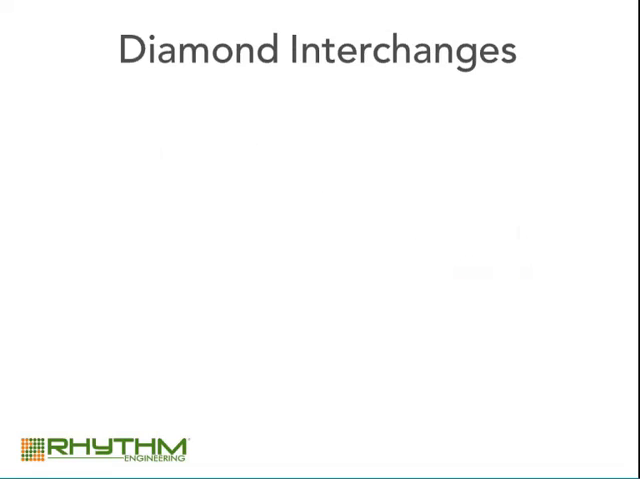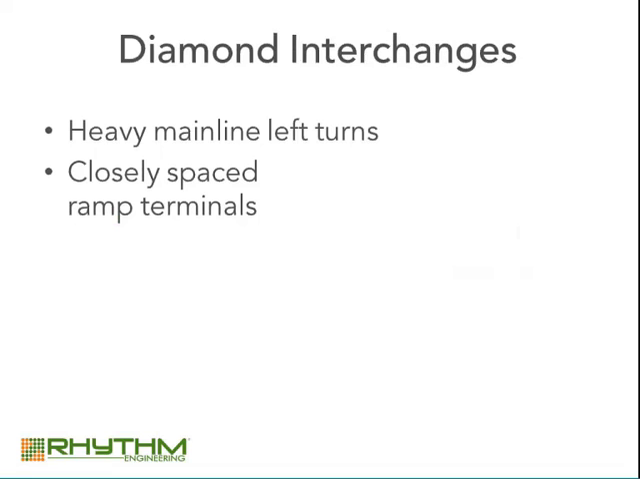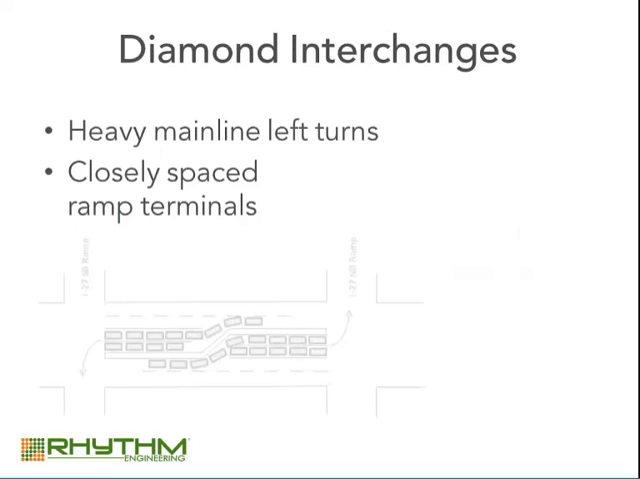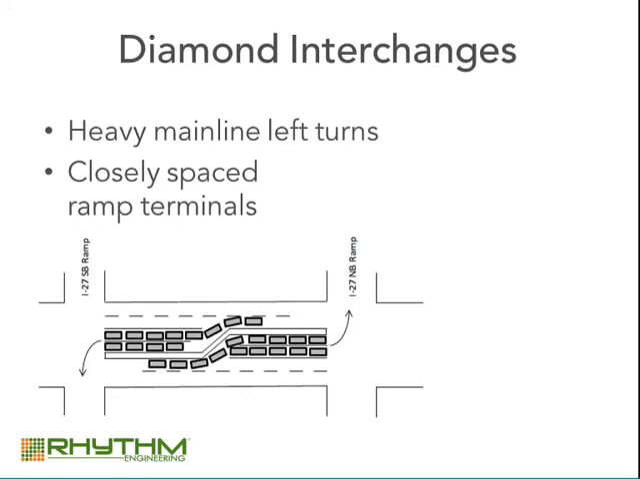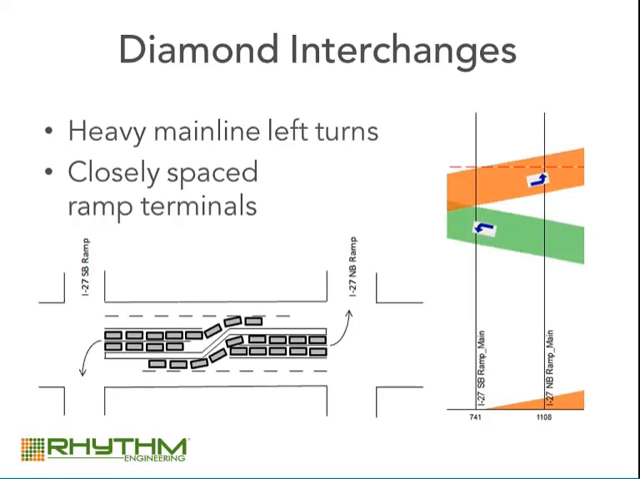This first scenario is a diamond interchange with independently operating ramp terminals. The mainline left turns are very heavy and the ramp terminals are closely spaced. The combination of the traffic pattern and geometries results in spillover. It is best to configure the InSync tunnels to not overlap so that the left turn can be serviced with its adjacent tunnel. In this example, the left turn onto the I-27 southbound ramp will get serviced concurrently with its adjacent tunnel, which is the green-colored tunnel.